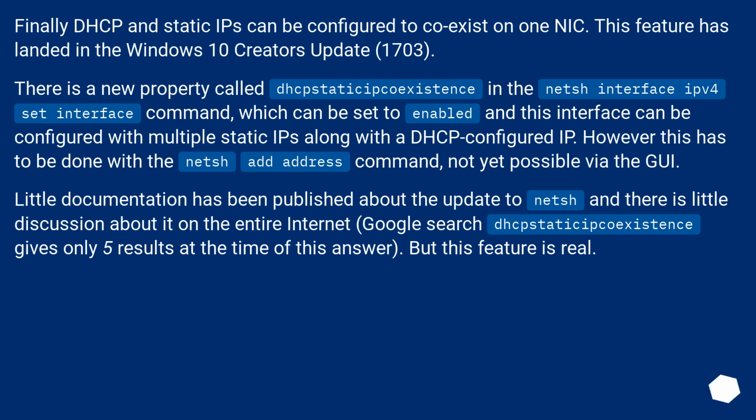Finally, DHCP and static IPs can be configured to coexist on one NIC. This feature has landed in the Windows 10 Creators Update 1703. There is a new property called CP staticip coexistence in the netsh interface ip4 set interface command, which can be set to enabled, and this interface can be configured with multiple static IPs along with a DHCP configured IP. However, this has to be done with the netsh add address command, not yet possible via the GUI.